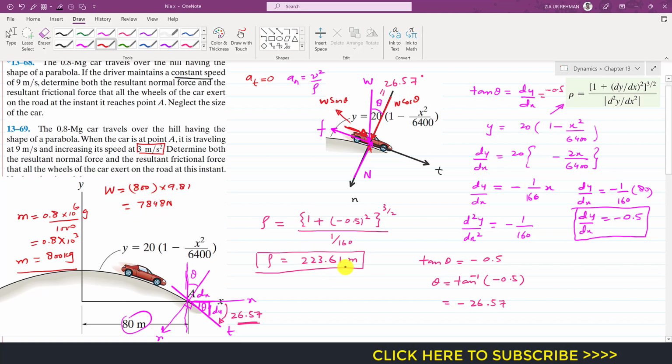So now if we apply the kinematics equation, let me keep this aside here.